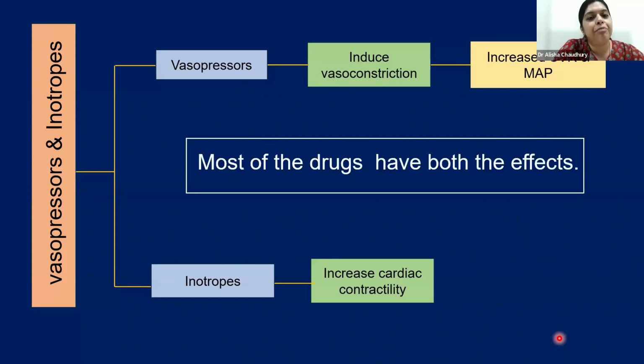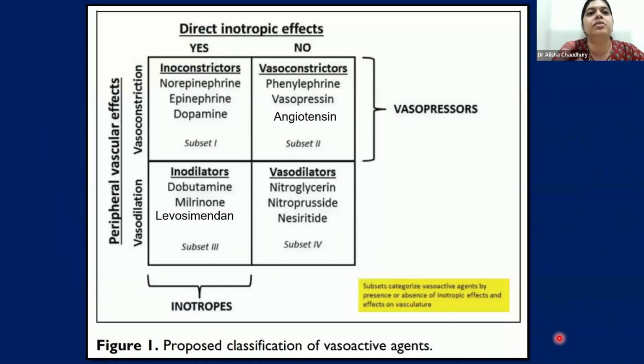Do we always have pure vasopressors and pure inotropes? We can have, but we also have drugs which can have both effects. So that's why, if you're giving a drug, you need to know what you want the drug to do: should the vasopressor effect be more, or the inotrope effect? Now, all these agents we spoke of right now are also called vasoactive agents.